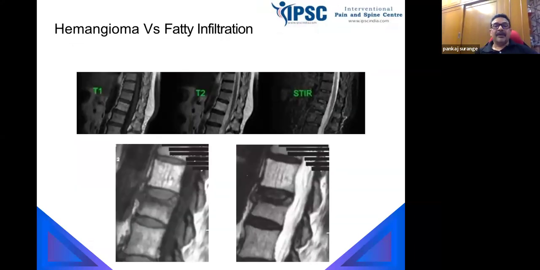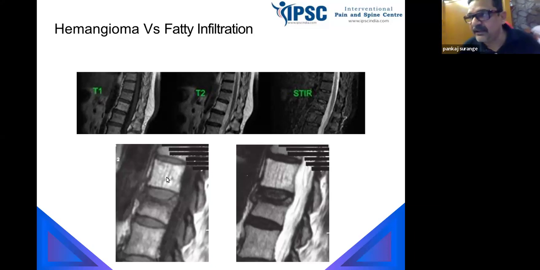Now, hemangioma. Hemangioma and fatty infiltration, suppose you do not have a STIR image. Many times the patient goes to an MRI center that has fixed sequences and sections, and they send the MRI films, which are uploaded to a radiologist who may be sitting 1,000 kilometers away and is reporting based on the films provided. So in that case, you have to identify whether it is fatty infiltration or hemangioma.